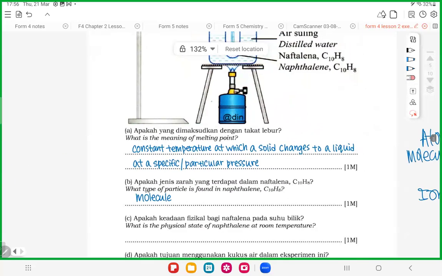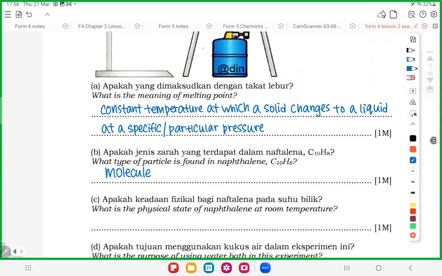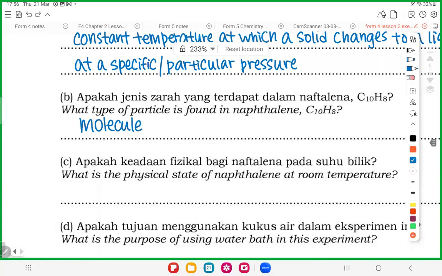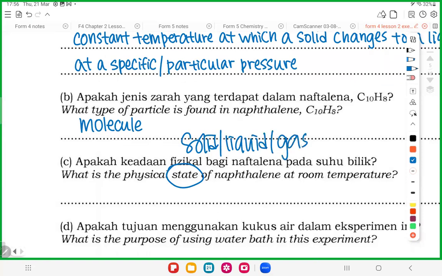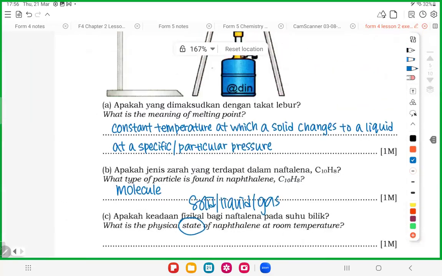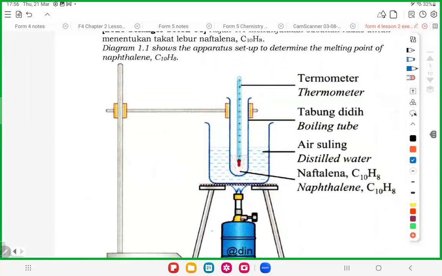Next one. What is the physical state of naphthalene at room temperature? When you see the word state, it means solid, liquid, or gas. How to know the naphthalene is a solid, a liquid, or a gas? Just look at this thing, okay? I teach you 2 ways to see.